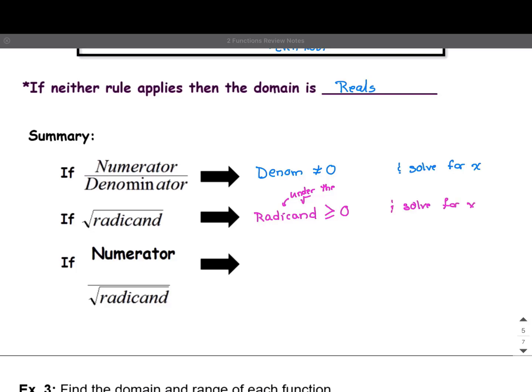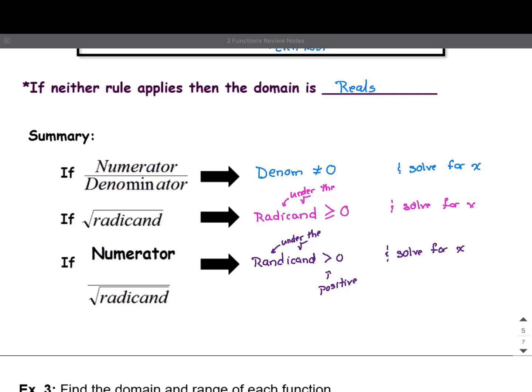And then, of course, we have a numerator over a radical, so our denominator is the radical. Well, we know that this radicand can't be negative, but we also know that since it's in the denominator, it can't be 0. So it's not negative, it's not 0. The only thing left is positive. So we take whatever's under the radical in that denominator, set it greater than 0, and solve for x.